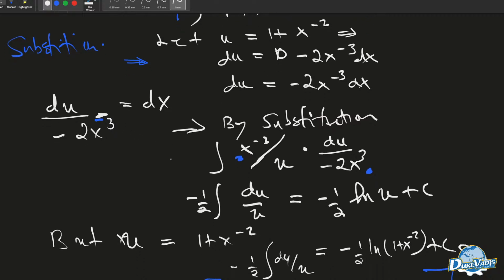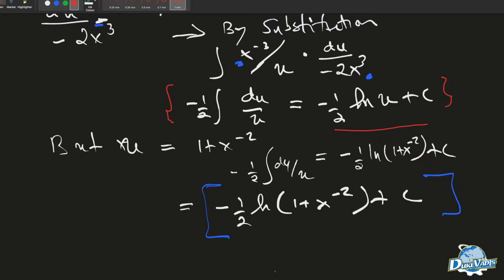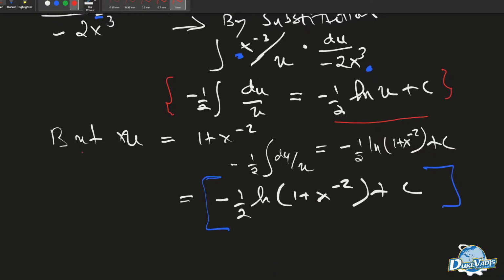Now, when we did that substitution, we simplified it to resolve this equation to become negative half integral du over u. And when we do that, we know our answer that we get over here is the natural log of u plus c. But we know 1 plus x to the power negative 2 is the substituent. So we'll put it back into the equation, and this is what we get for our answer. This is beautiful.